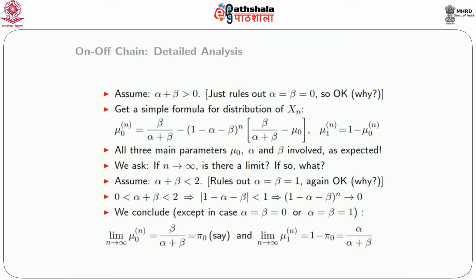And therefore we conclude that except in the case when either alpha and beta are both 0 or alpha and beta are both equal to 1, both of which are trivial cases, the limit of mu0 n exists and is given by beta over alpha plus beta. Let's call it pi naught. And obviously mu1 n, which is 1 minus mu0 n, that limit would also exist and be 1 minus pi naught, which is alpha over alpha plus beta.